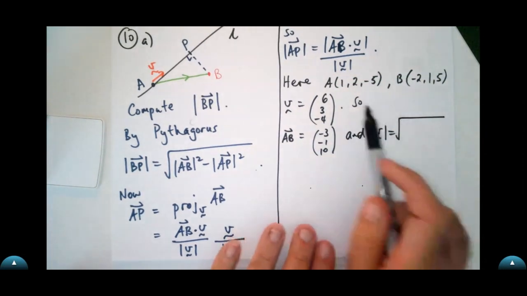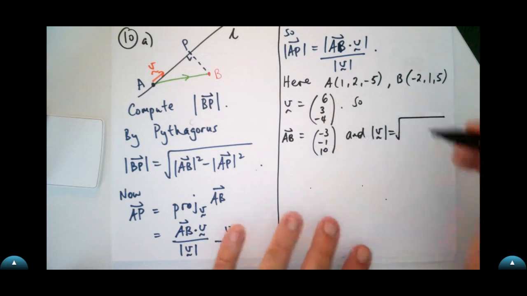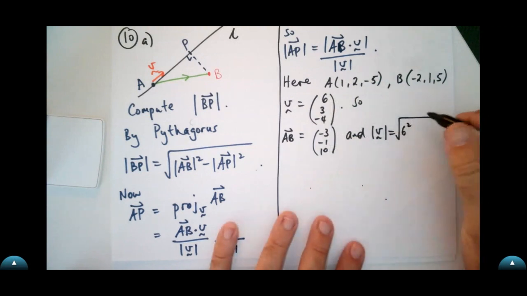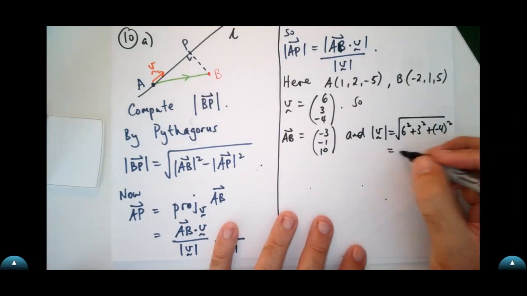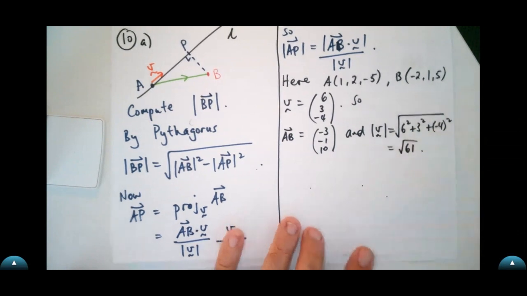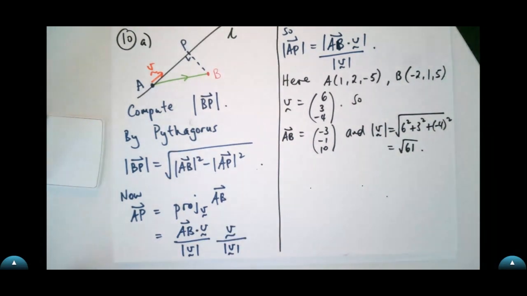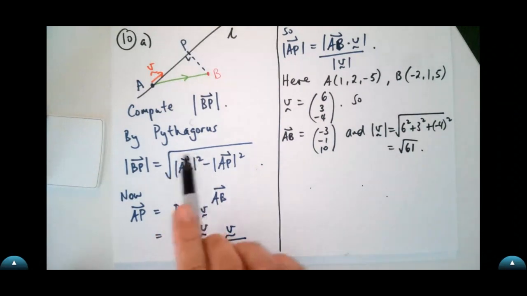So how do you compute the length of a vector? You square the components, add them together, and take the square root. So 36 plus 9 plus 16, and you take the square root. Okay. So what else do we need? We need this.